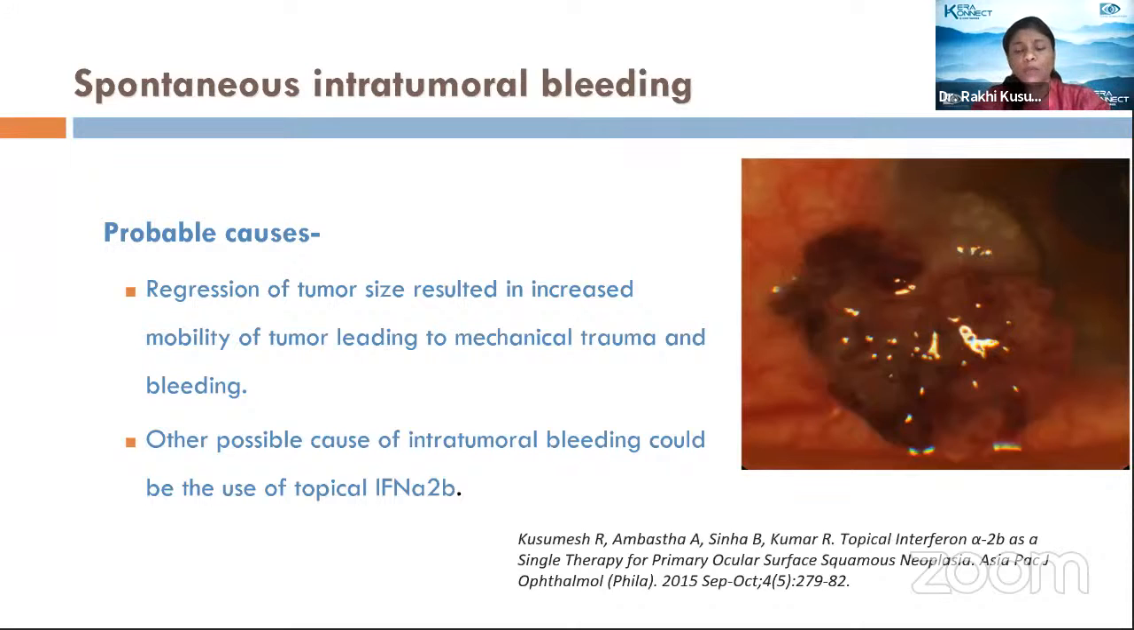And since the tumor was pedunculated and located in the inferior temporal quadrant, the regression of the tumor size might have resulted in increased mobility of the tumor that led to mechanical trauma while blinking, and eventually bleeding from the new vessels. This was just our thought, but it was not supported by any evidence, and the histopathology could not be done because the tumor was not present, it was lost actually.